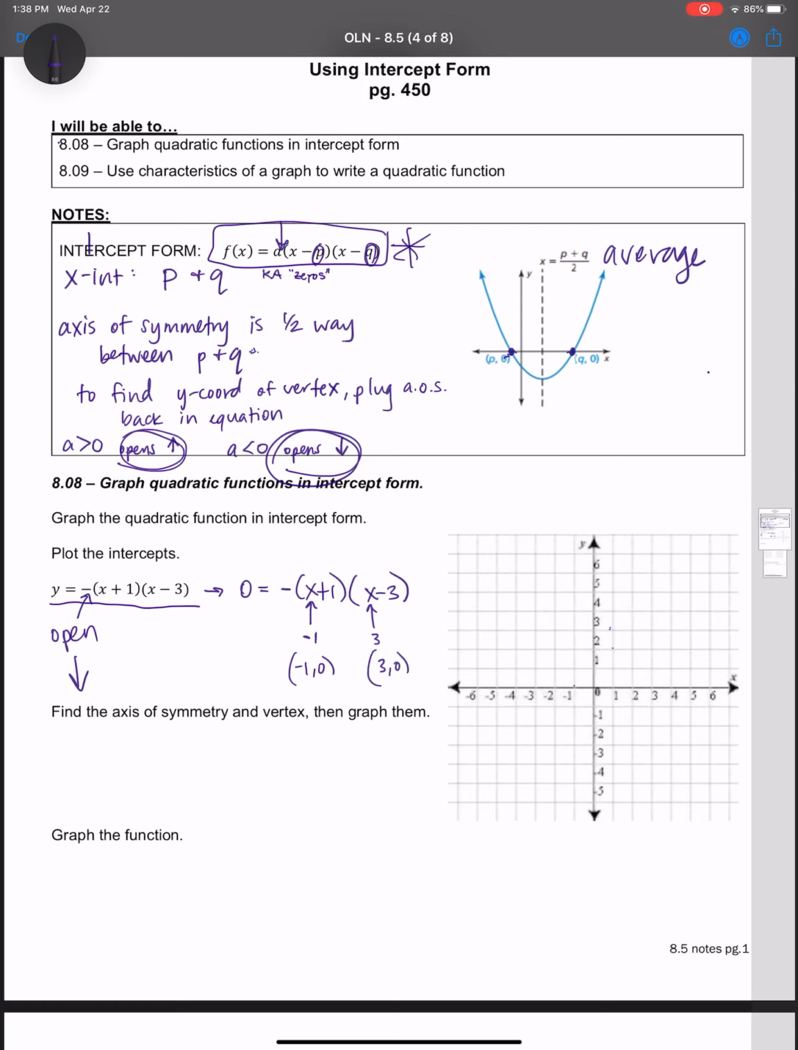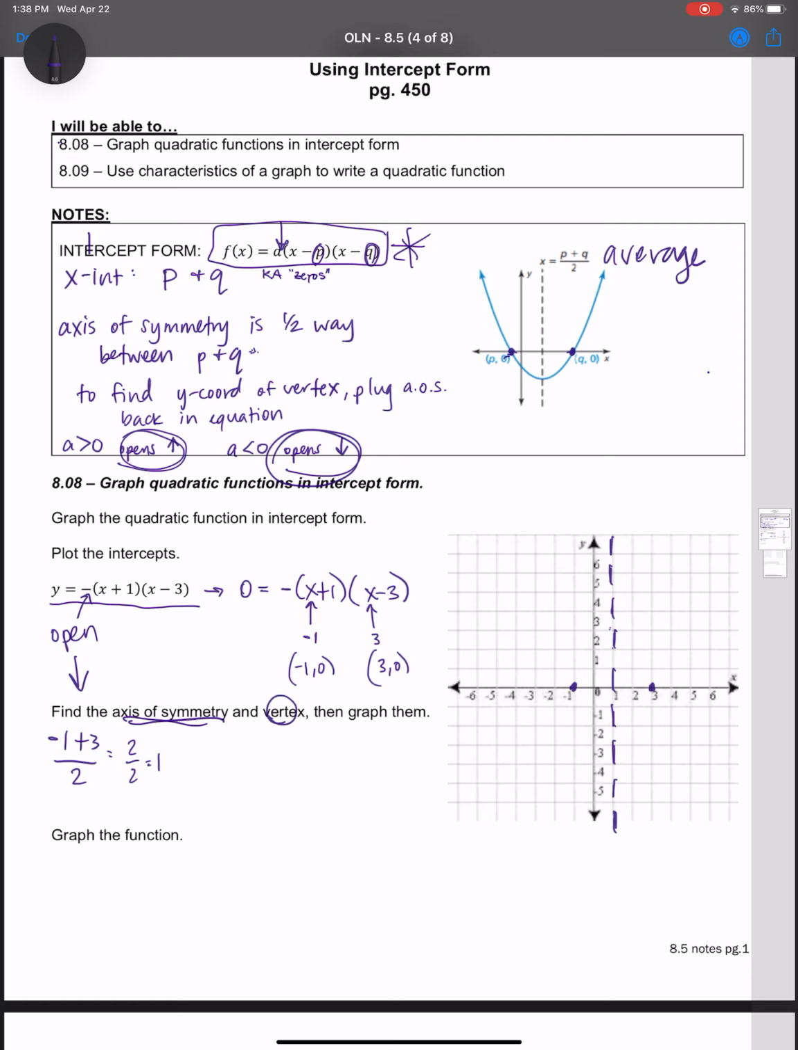Plot those. Negative 1, positive 3. We know it's opening down. What is the middle between those two numbers? Well, you do negative 1 plus 3, and you divide by 2. That is going to be 2 over 2, which is 1. So, we have a vertical dotted line at 1 that cuts your graph in half.